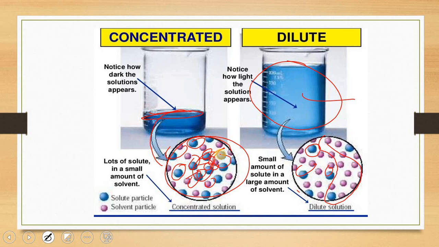Okay, the saturated is when it's maxed out. When you add more salt, it will only subside at the bottom of the flask. Bila kamu letak garam, letak gula, dia cuma akan berada dekat bahagian bawah sahaja flask tersebut, beaker.